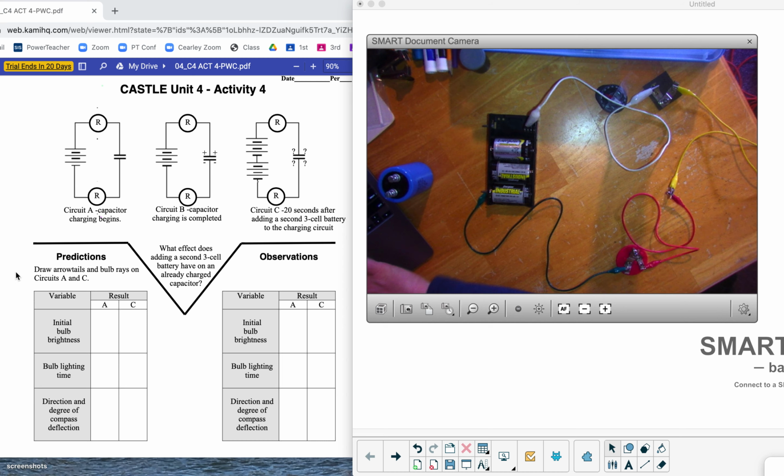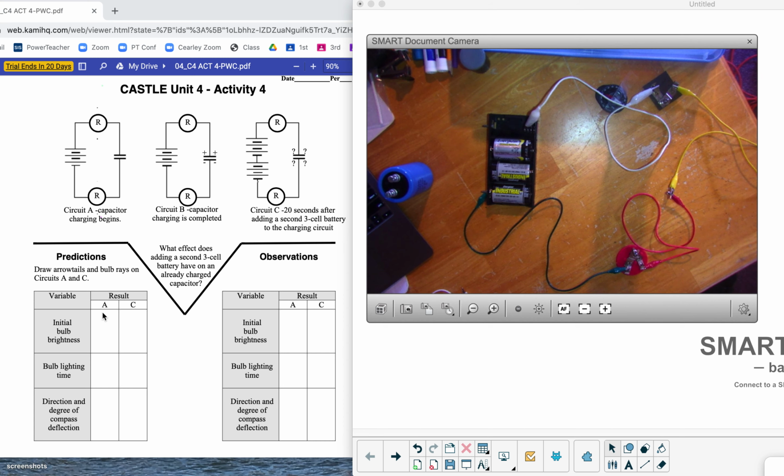So under our predictions, it says draw arrow tails and bulb rays on circuits A and C, include initial bulb brightness, bulb lighting time, and the direction and degree of compass deflection. Now, it suggests that we're supposed to do this for A and C for starters, but how about if we make our predictions for A, and then we'll test A, and then we'll make the predictions for C.